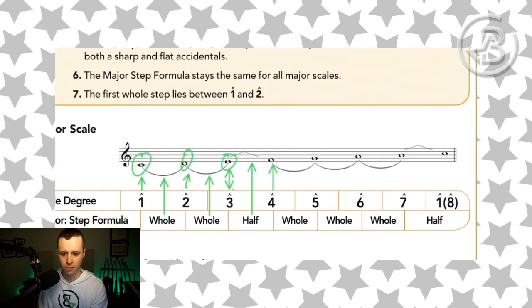And we keep on going up that way. 4 to 5, whole step. 5 to 6, whole step. 6 to 7, whole step. 7 back to 1 is a half step.